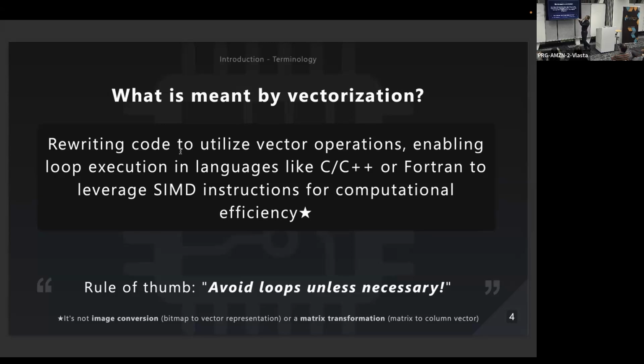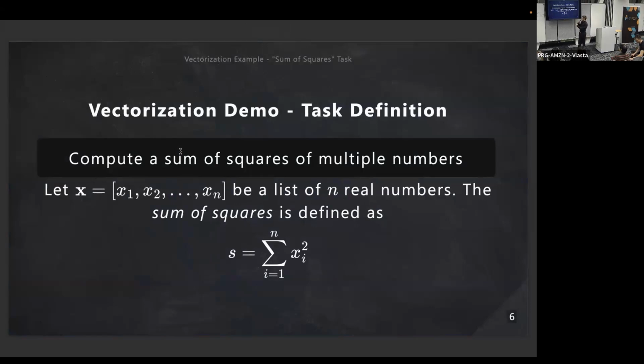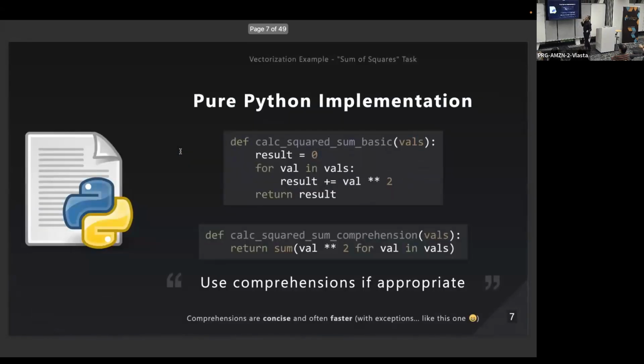What I mean by vectorization is this, but it's not about image conversion or matrix transformation in this case, even though we're going to deal with matrices for some time. So let me motivate you with a really simple example. We're going to compute the sum of squares of multiple numbers. Here you have a definition of a list of n real numbers, and then we just square every value and sum them together. That's it.